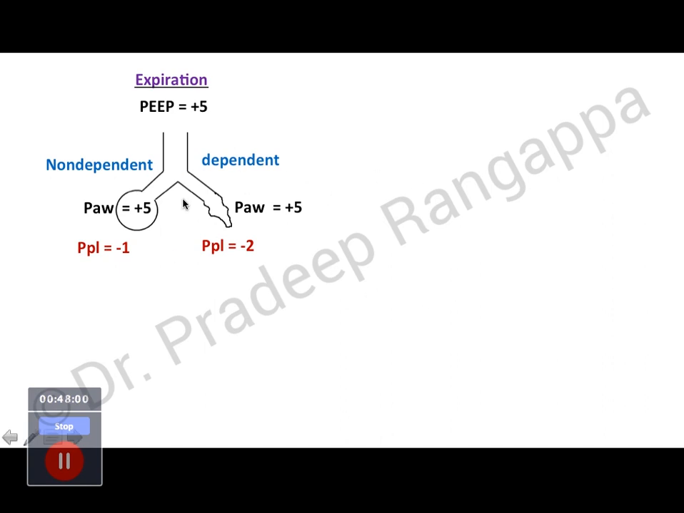So just to help you understand the concept of transpulmonary pressure. You have an expiratory phase, you put a PEEP of 5 in non-dependent lungs, which means a nice lung which is opened up. Airway pressure is 5. So airway pressure is PEEP. And the pleural pressure is always negative in spontaneously breathing patients. Transpulmonary pressure is airway pressure minus pleural pressure, which becomes 6.